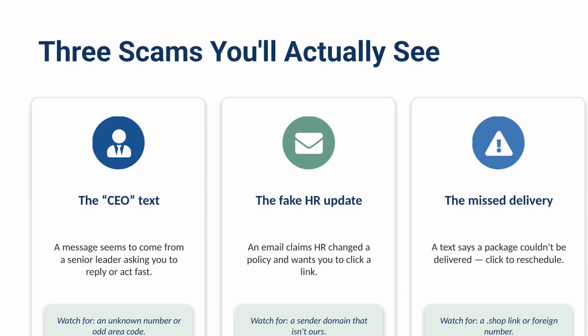Second, the fake HR update. That's an email announcing a policy change and asking you to click a link. Check the sender's domain. If it isn't our real pathstone.org address, be suspicious. Third, the missed delivery text. It says something like, "We couldn't deliver your package, click here." The warning signs are strange web links ending in .shop and foreign phone numbers. When in doubt on any of these, slow down.